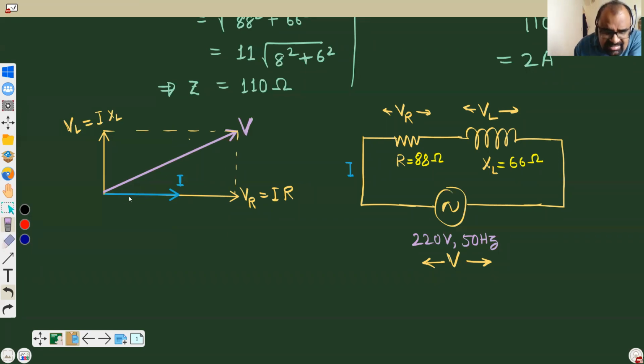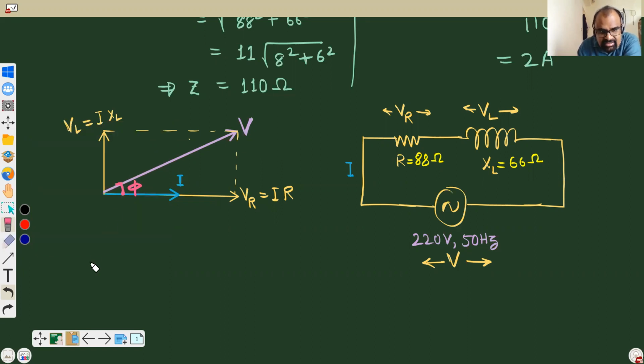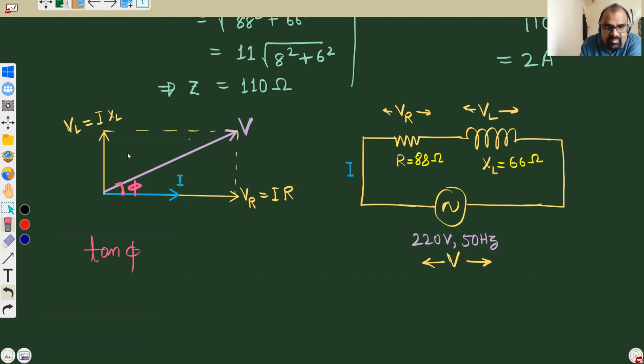And this is the angle that we are supposed to find. The phase difference between current phasor and source voltage. So what will be that angle equal to? So in this triangle, tan phi will be this by this.